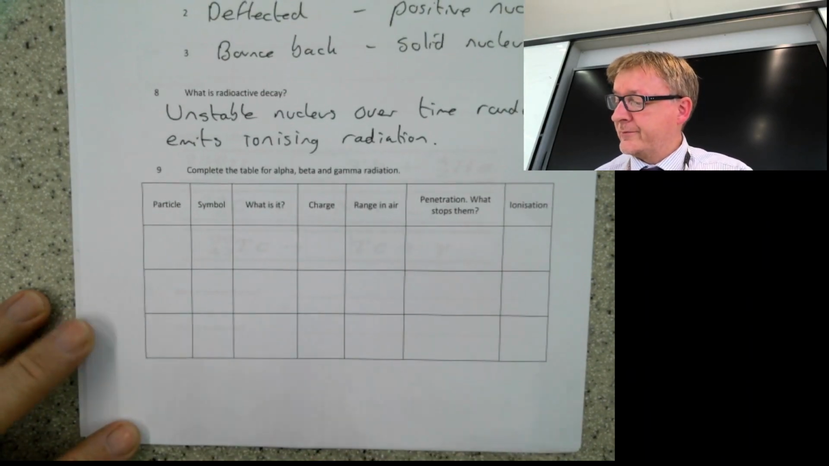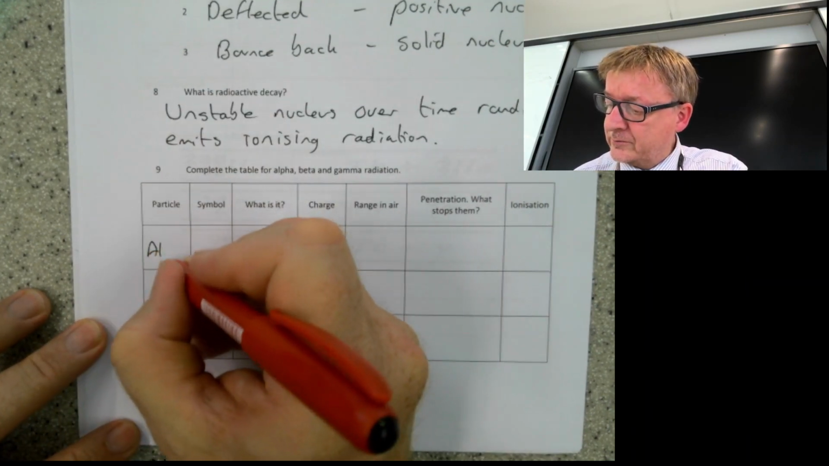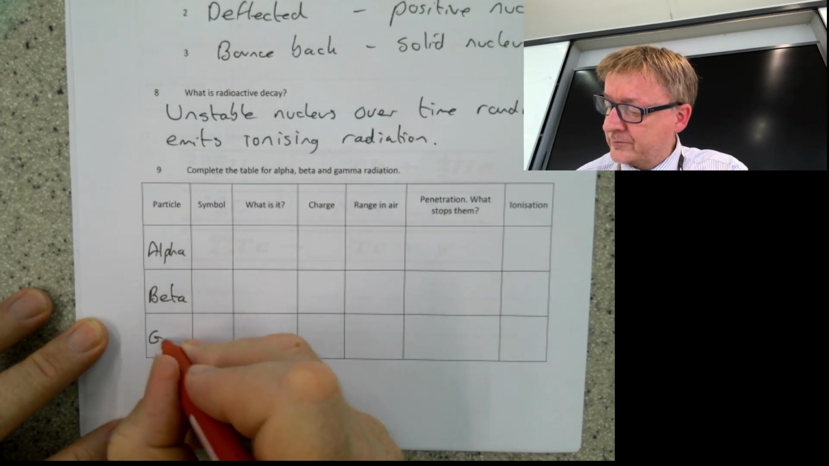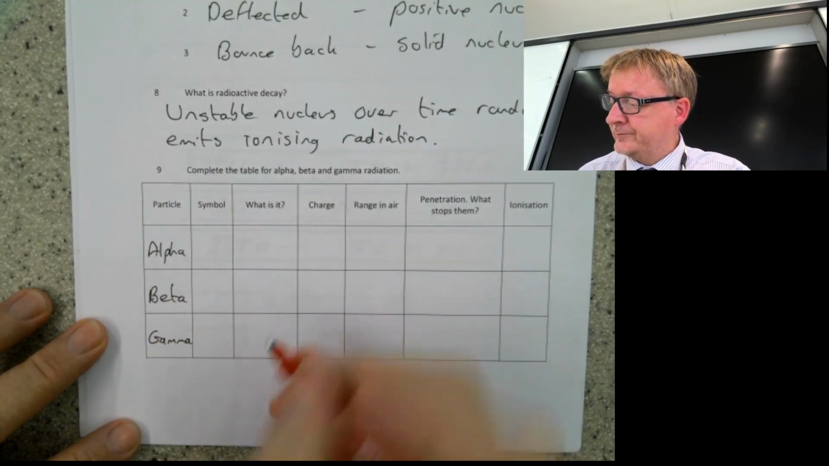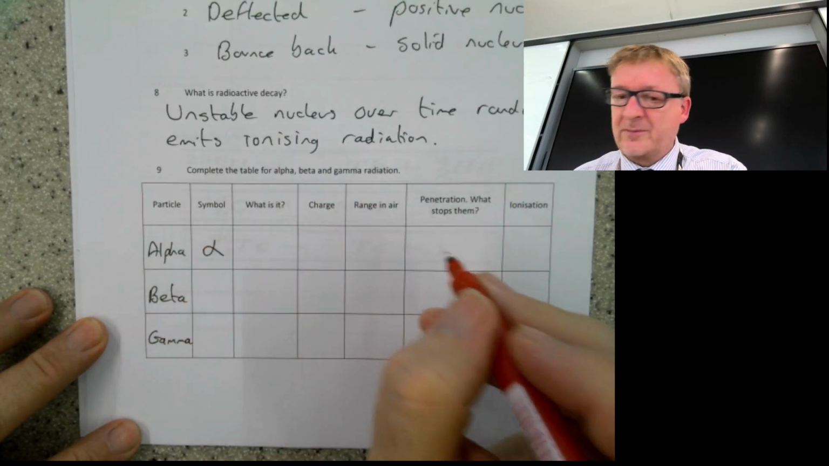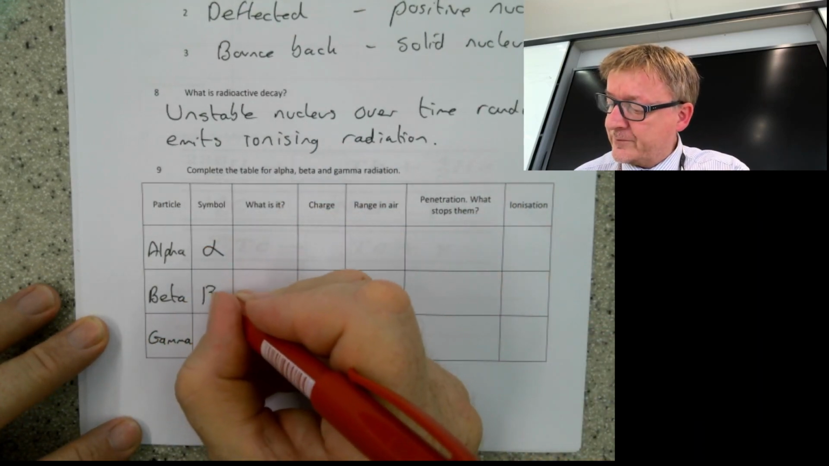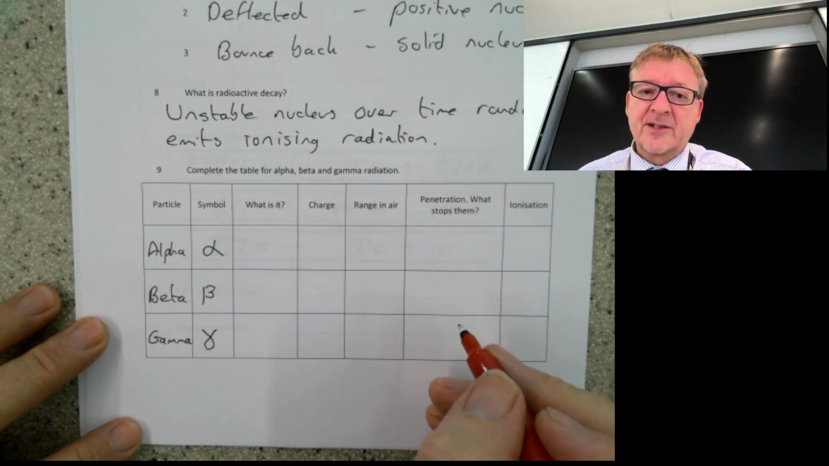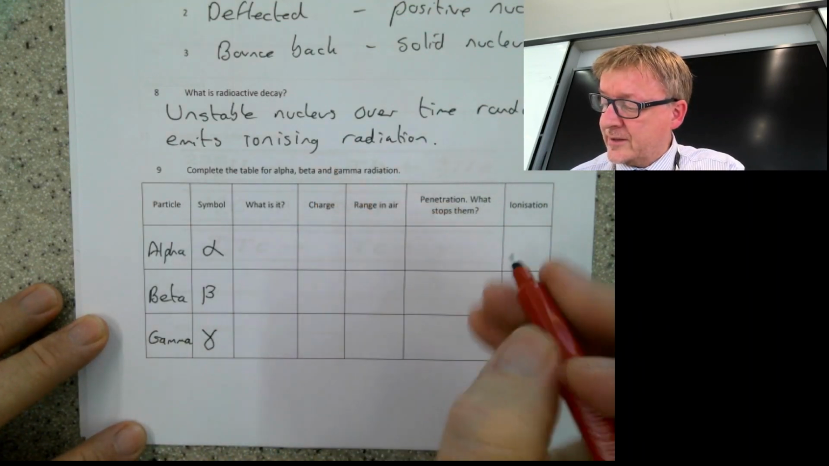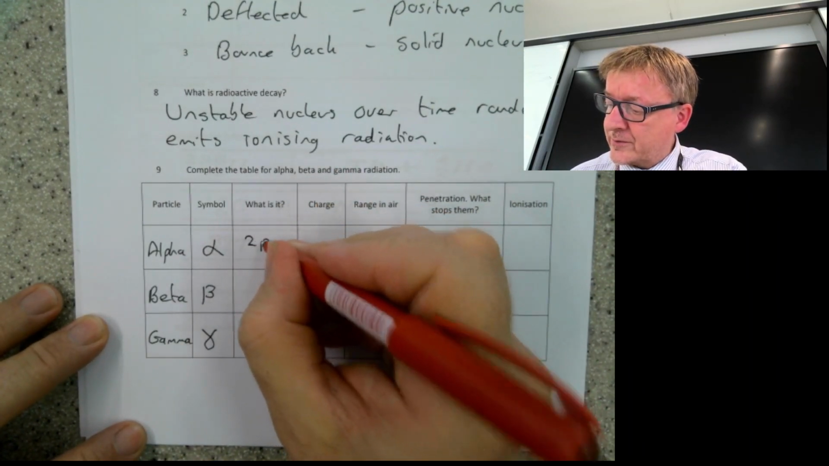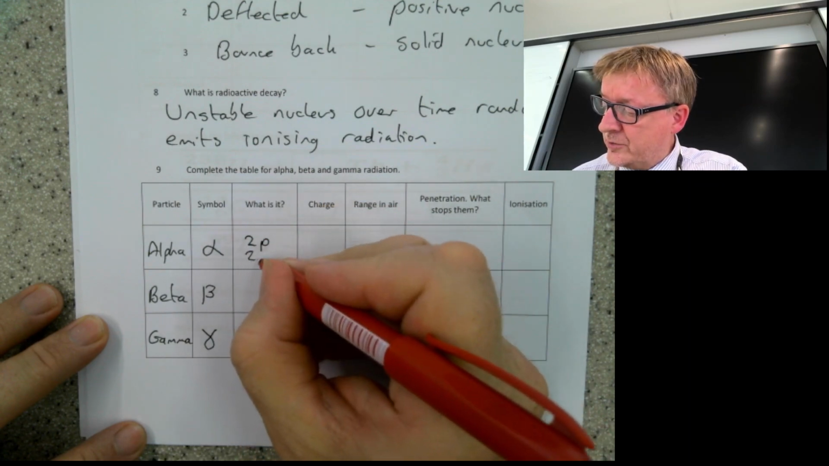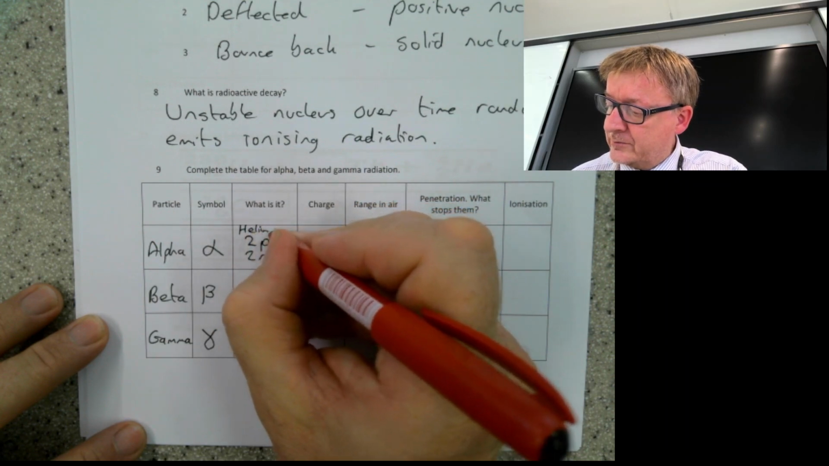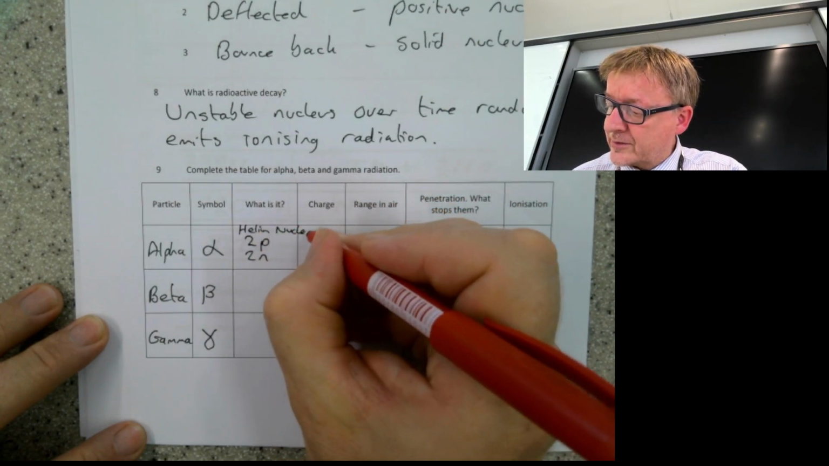Question number 9, all right, particle: alpha, beta, gamma. Symbols: alpha, I'm never very good at drawing these. Beta is kind of like a bee with a tail going out the bottom of it. And gamma, right, looks like a fish standing on its head. What is it? Alpha is 2 protons and 2 neutrons. And often it's called a helium nucleus. Didn't fit that in very well.